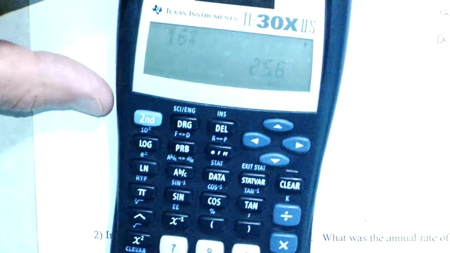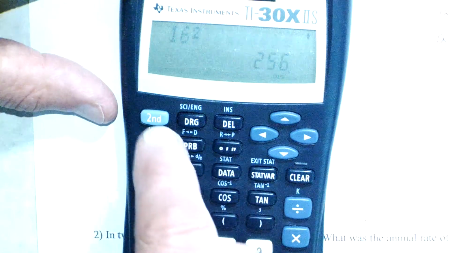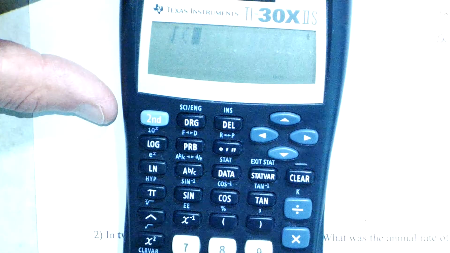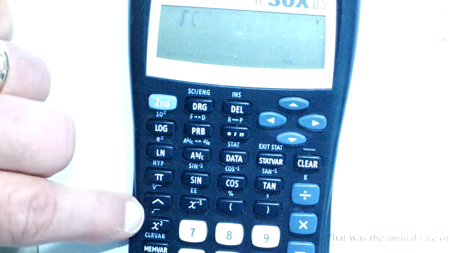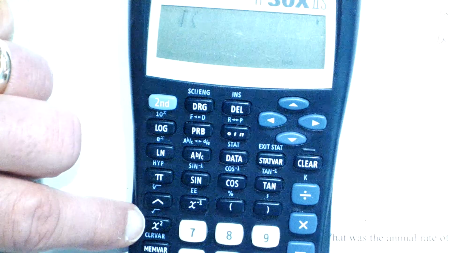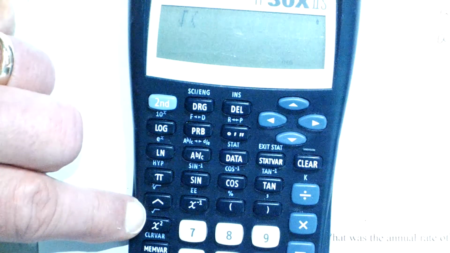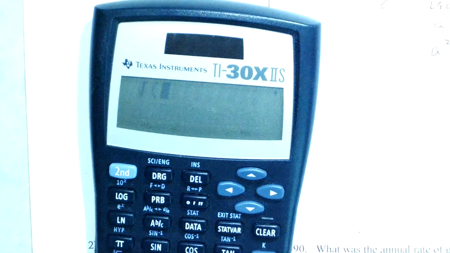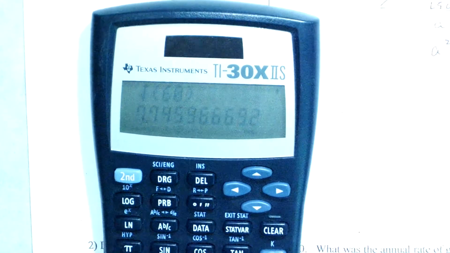Over here, I'm going to need that second x squared feature of my calculator, because the square root is right above x squared. To get to a feature above a button on the face of a calculator, you have to hit second and then the button that is right below it. So I'm taking the square root of 60, and I get 7.74.